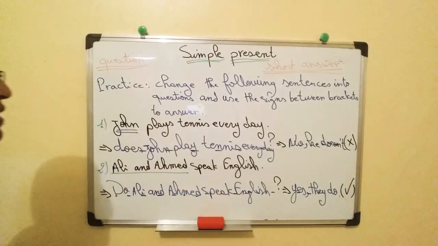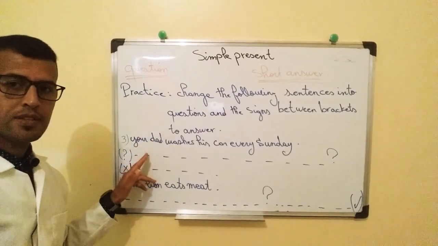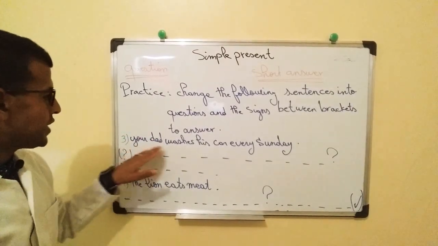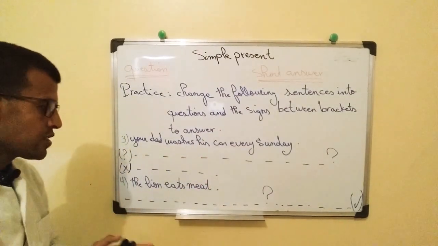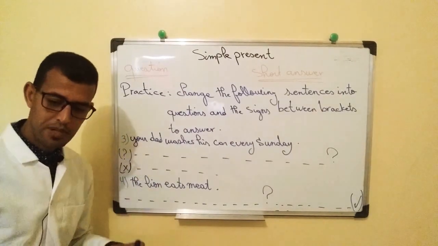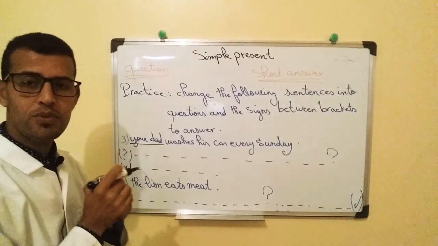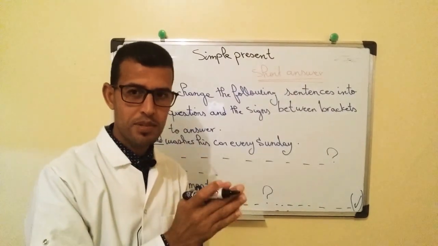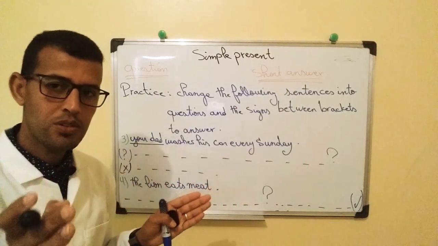Okay, so let us move to sentence number 3. Your dad washes his car every Sunday. It's an affirmative sentence. We have to change it into a question, so we should pay attention to the subject. Here the subject is your dad. If we want to change your dad, we change it with the subject he. And with he we use what? The auxiliary does.